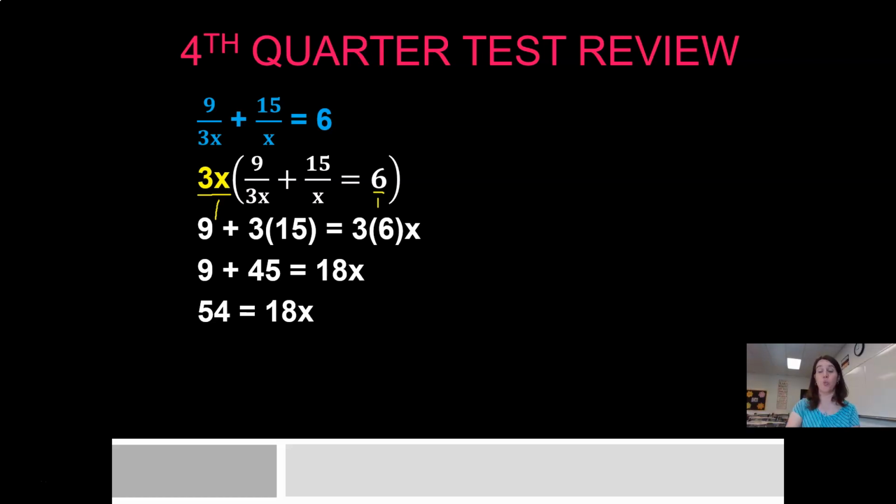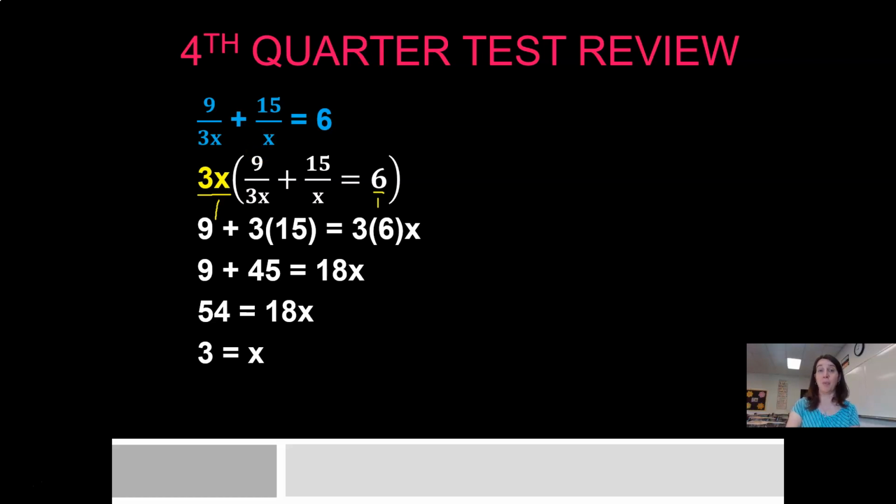Notice the x is on the right-hand side. So how do I get rid of that 18? I would divide. 54 divided by 18 gave me 3. Before I move to the next question, we got to check, is this answer acceptable? If I put 3 right here, well, 3 times 3 is 9, and that's okay for me to have a 9 in a denominator. If I put 3 right here, well, that's all that I would have.